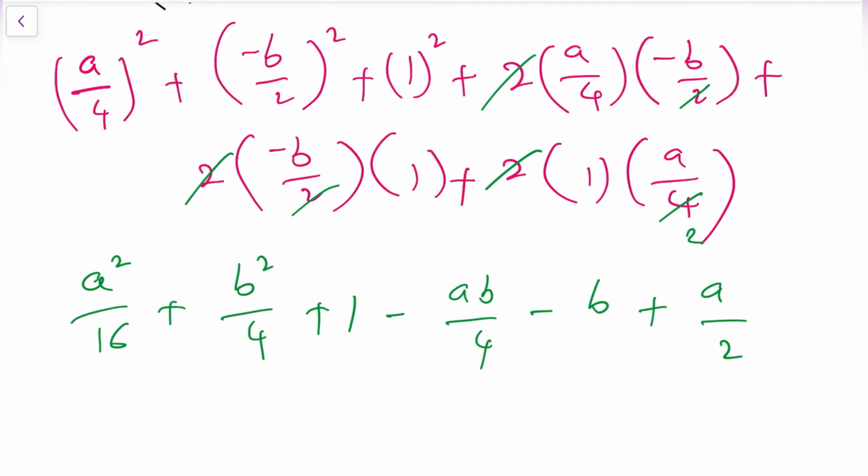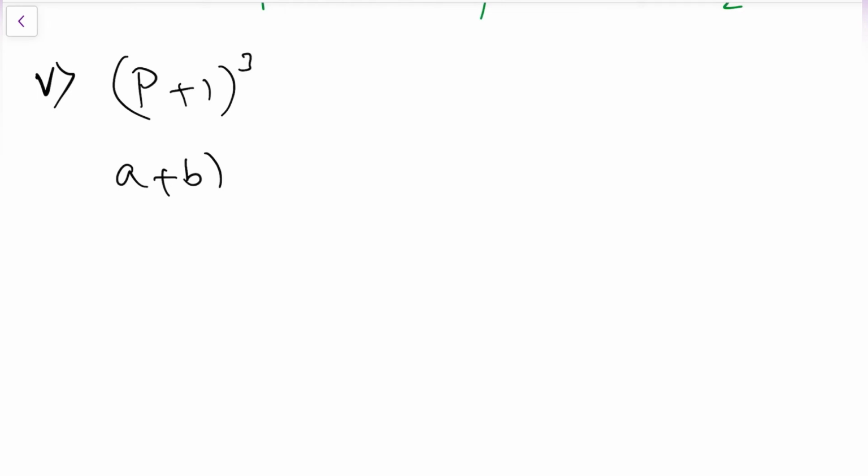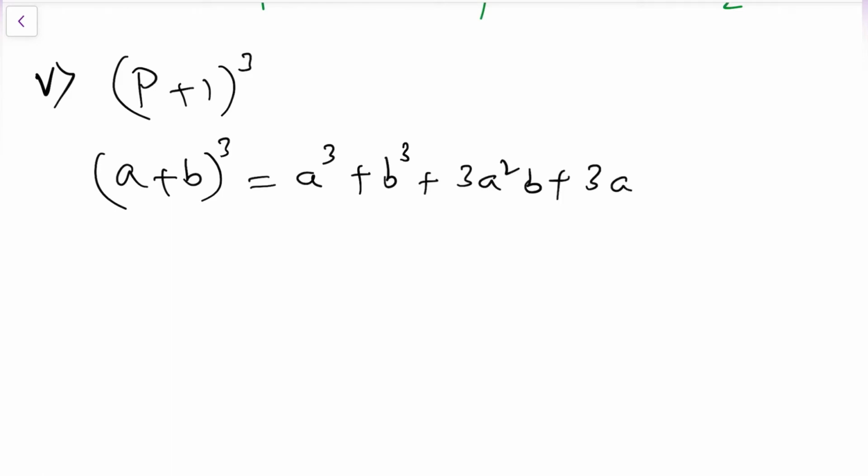Next, let us check the fifth question. The fifth question is p plus 1 whole power 3. So p plus 1 whole power 3 is in the form of a plus b whole cube. So a plus b whole cube is equal to a cube plus b cube plus 3a square b plus 3ab square. In the place of a, p is there, in the place of b, 1 is there.